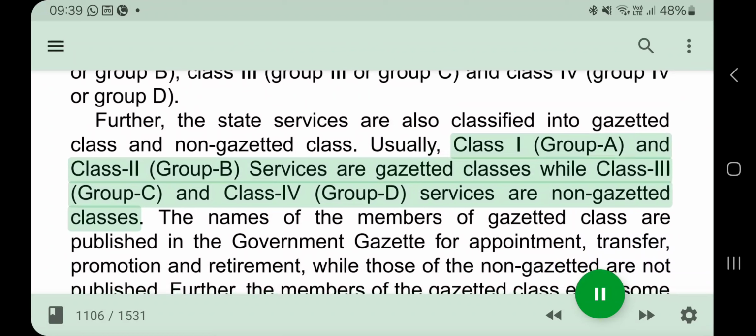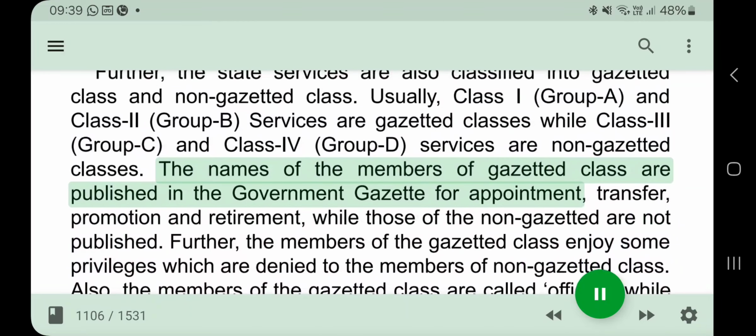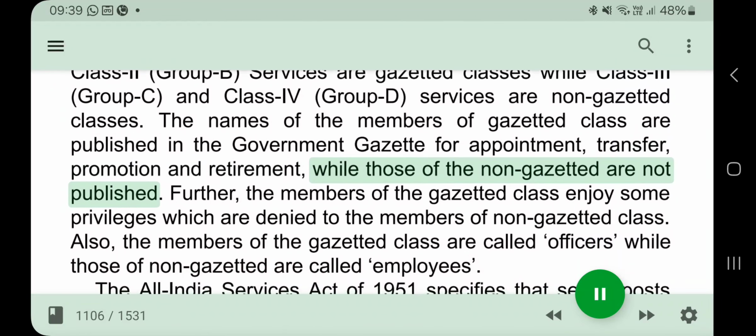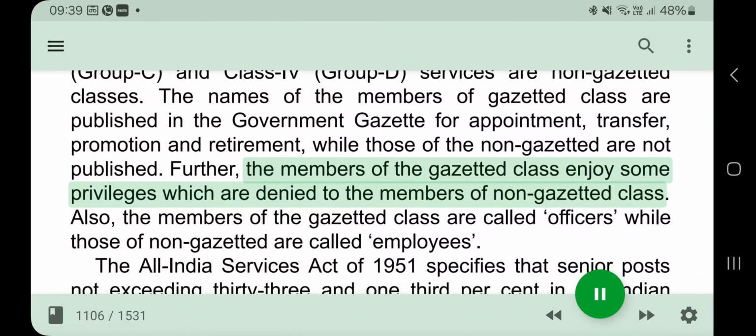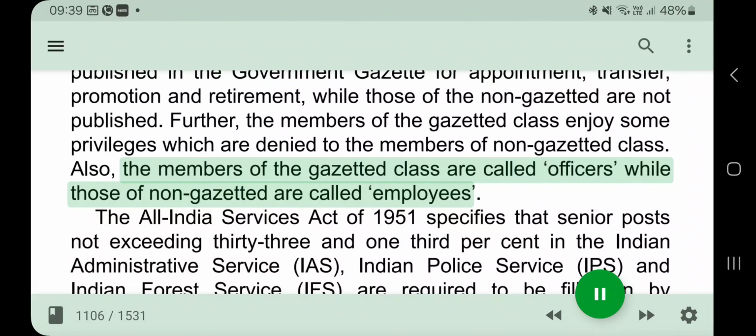Usually, Class 1, Group A, and Class 2, Group B, services are gazetted classes, while Class 3, Group C, and Class 4, Group D, services are non-gazetted classes. The names of the members of gazetted class are published in the Government Gazette for appointment, transfer, promotion and retirement, while those of the non-gazetted are not published. Further, the members of the gazetted class enjoy some privileges which are denied to the members of non-gazetted class. Also, the members of the gazetted class are called officers, while those of non-gazetted are called employees.